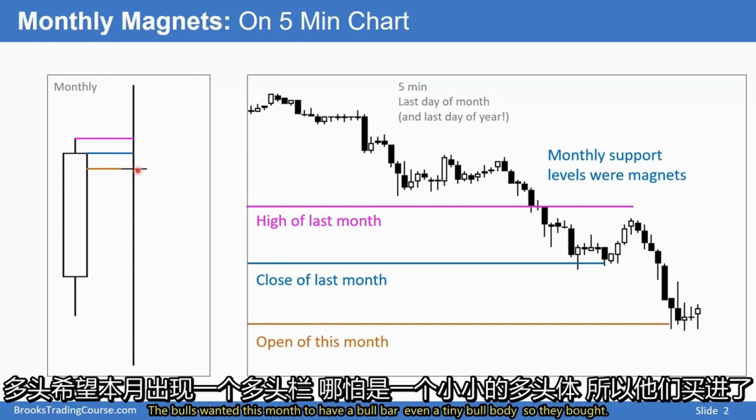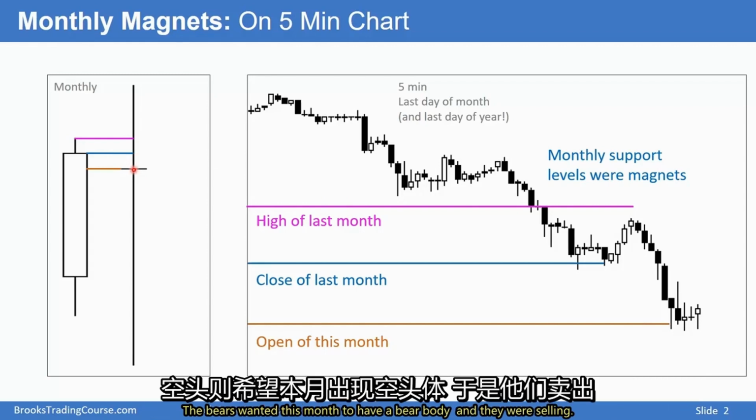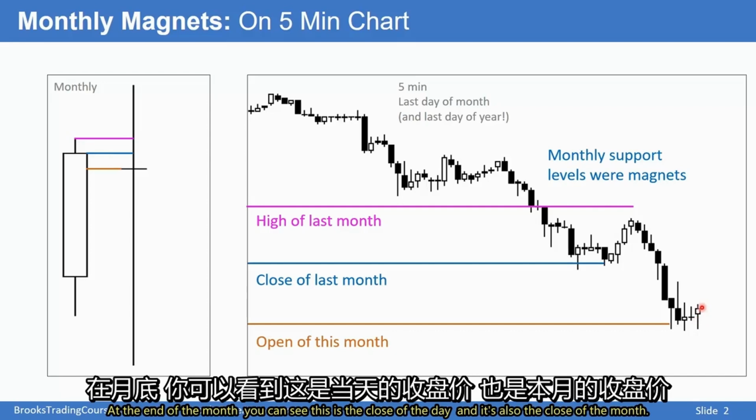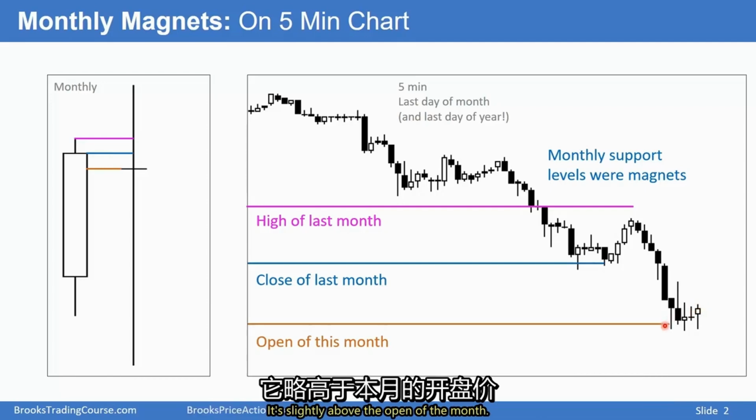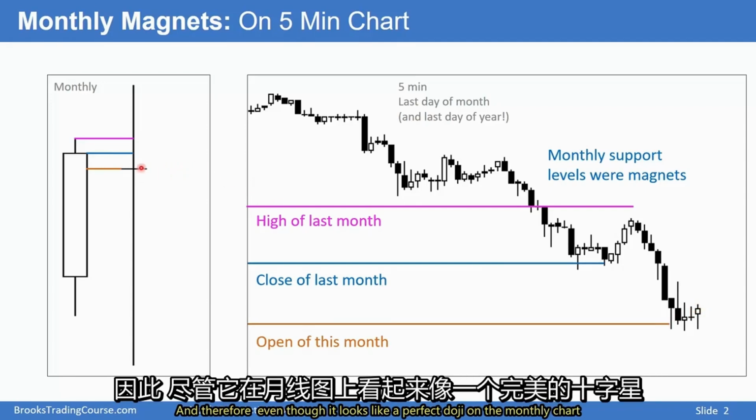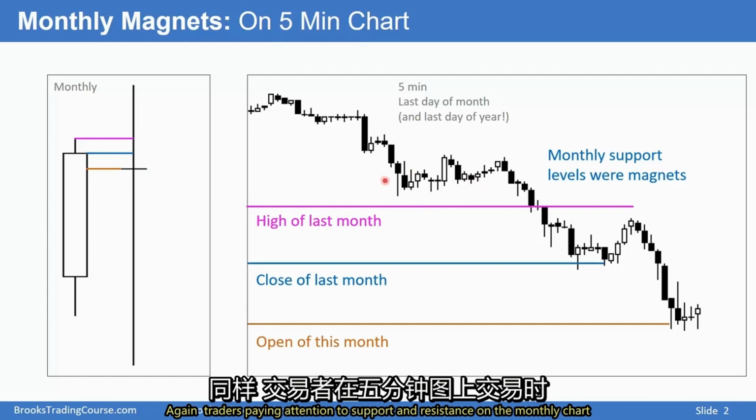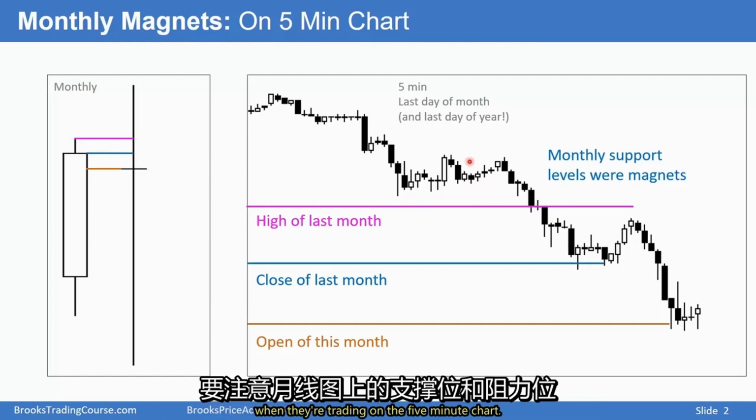The bulls wanted this month to have a bull bar, even a tiny bull body, so they bought. The bears wanted this month to have a bear body, and they were selling, but it looks like the bulls are winning. At the end of the month, you can see this is the close of the day, and it's also the close of the month. It's slightly above the open of the month, and therefore, even though it looks like a perfect doji on the monthly chart, in fact, it has a small bull body. Again, traders paying attention to support and resistance on the monthly chart when they're trading on the 5-minute chart.